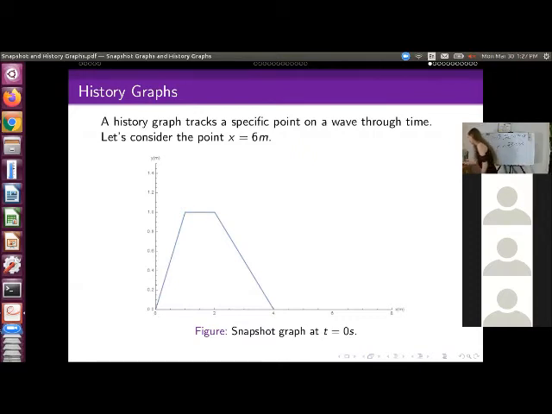in the semester. So a history graph just tracks a specific point of the wave through time. And we can pick any point we want.